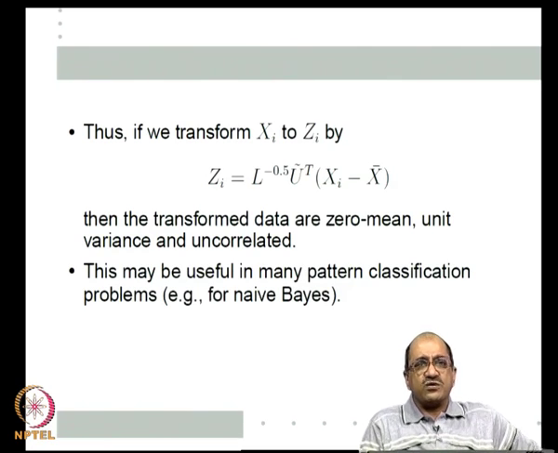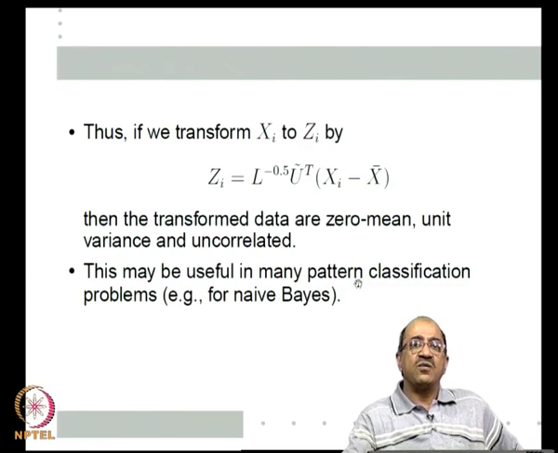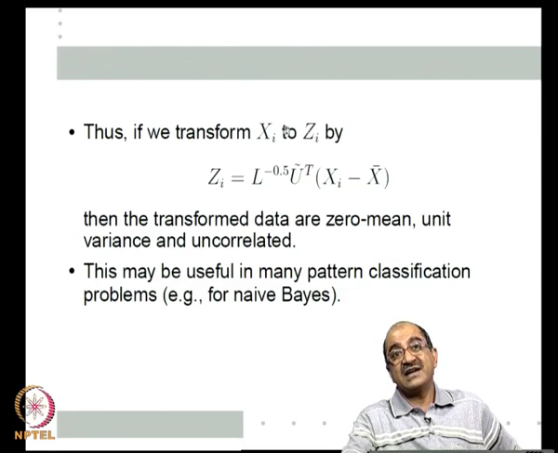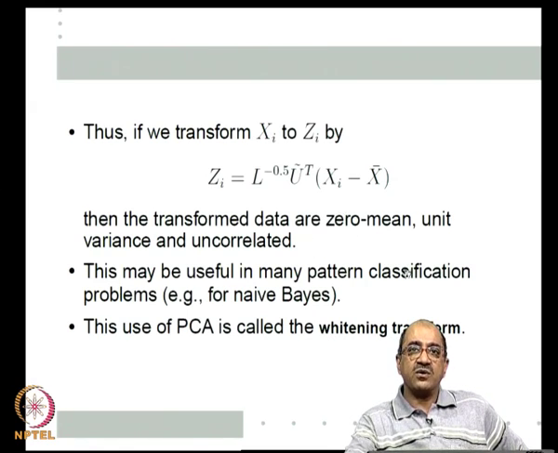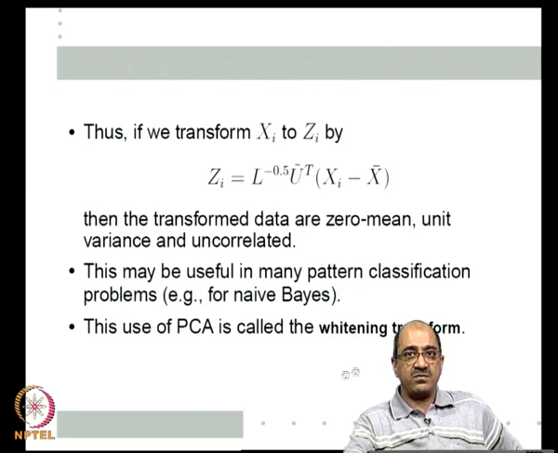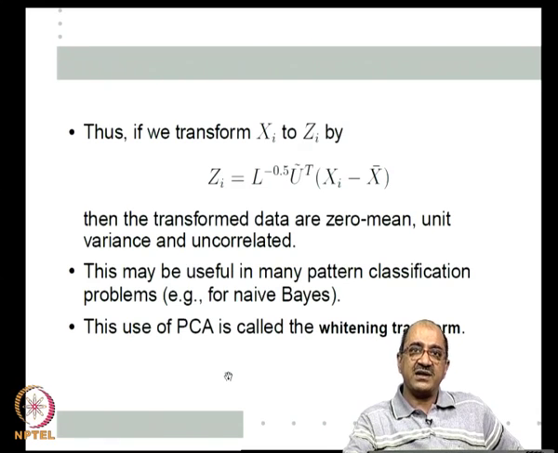This can often be useful in many practical situations. For example, in naive Bayes, we assume different features are independent. This transformation can at least give you uncorrelatedness. PCA used like this to make my feature vector components uncorrelated is called a whitening transform. So, this is another use of PCA. Apart from dimensionality reduction, I can use PCA as a whitening transform.